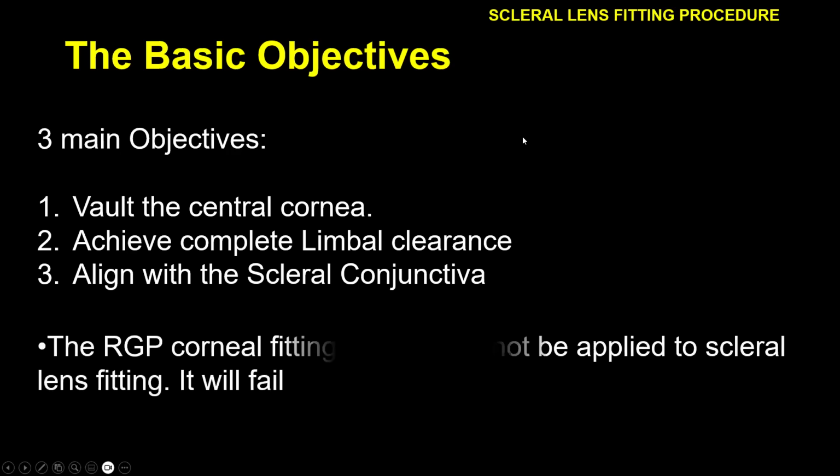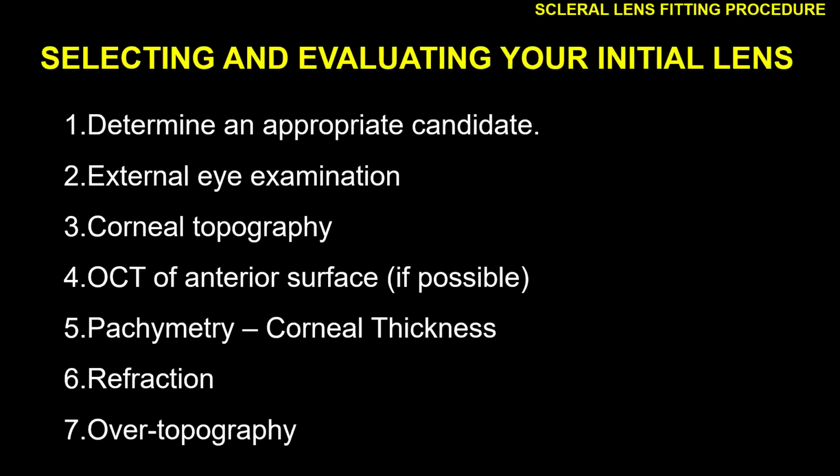I've mentioned that again. The RGP corneal fitting method cannot be applied to scleral contact lens fitting. One of the reasons is that the main things in RGP may be the diameter and the corneal curvature, but in this case, you are dealing with something else, especially the sagittal heights and the clearance, which are more important. Okay, as we move faster now, of course, you have to determine an appropriate candidate for this patient.